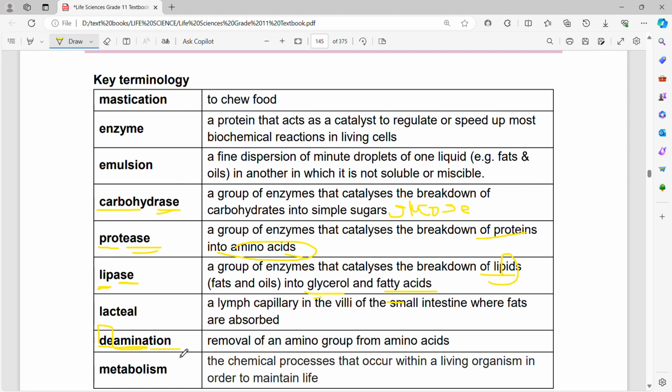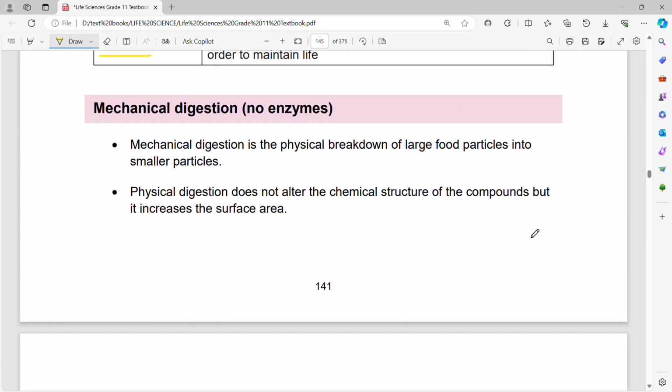Ation means the process of removing. So deamination means to remove the amino group from an amino acid. Removal of an amino group from an amino acid is deamination. Metabolism is a chemical process that occurs within a living organism in order to maintain life. Metabol means to process chemicals.